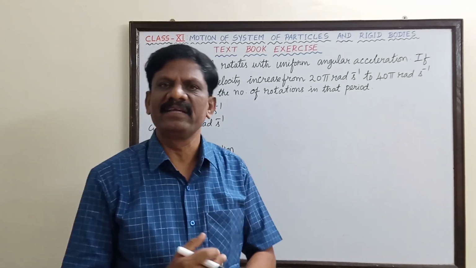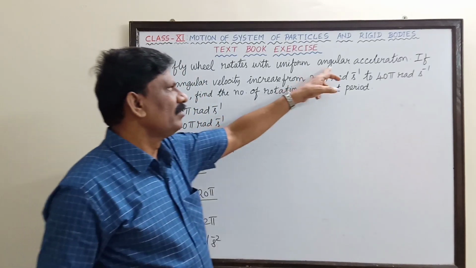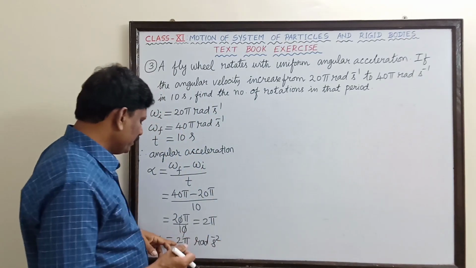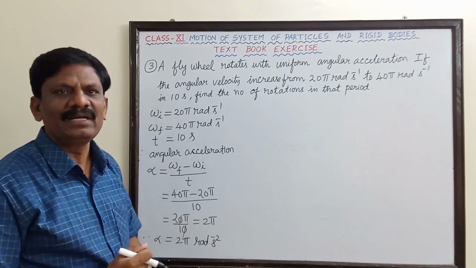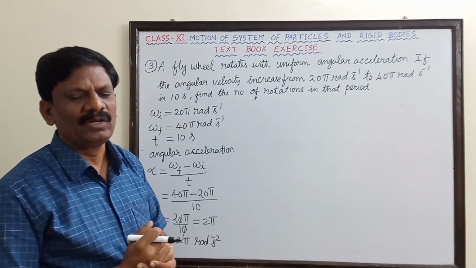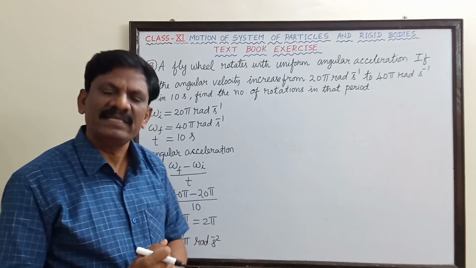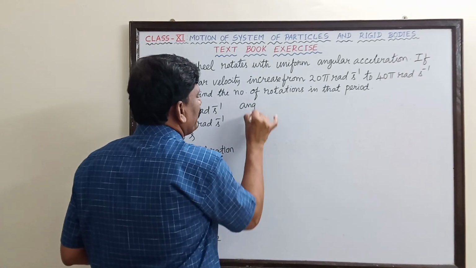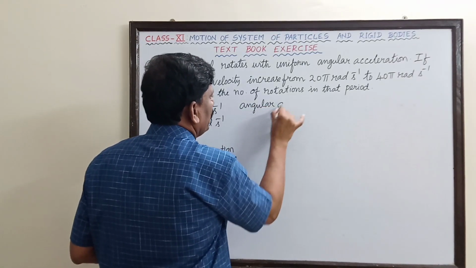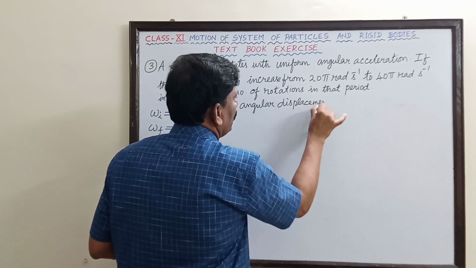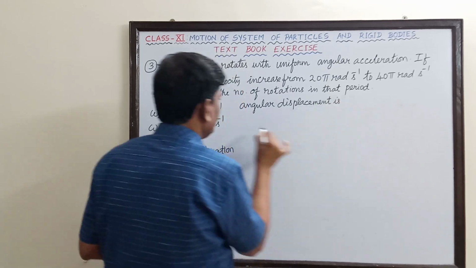Are you understanding this first? It's a uniform angular acceleration we have found, and its value is alpha equal to 2 pi radian per second square. Okay, what next can we find out? What is its angular displacement? So its angular displacement in the given time t is given by theta.